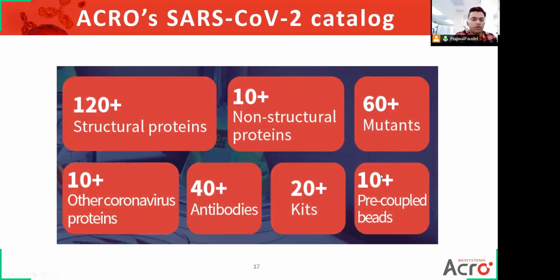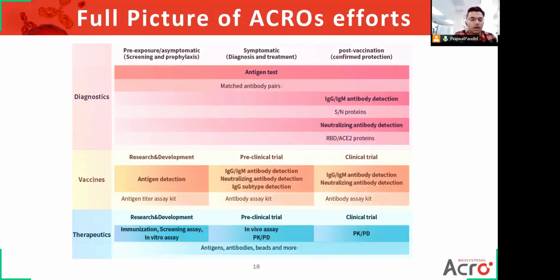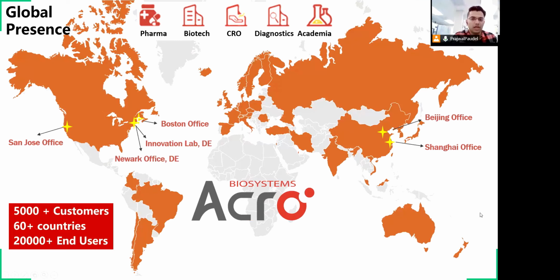ACRO's arsenal against the COVID-19 pandemic is geared towards rapidly accelerating research and development processes, which encompasses high-quality proteins, antibodies, kits, and pre-coupled beads. Here's a summary of ACRO's full effort in diagnostic, therapeutic, and vaccine development against SARS-CoV-2 and COVID-19 at each step of the viral infection.